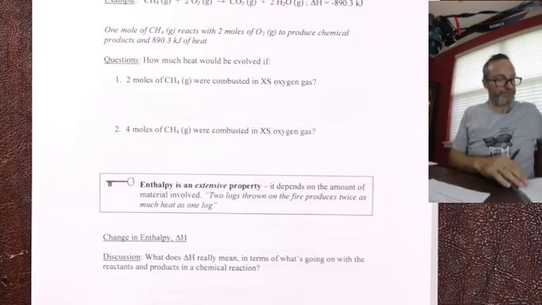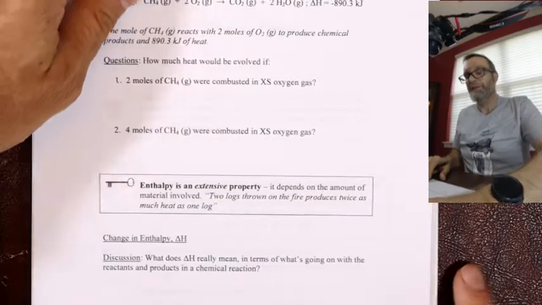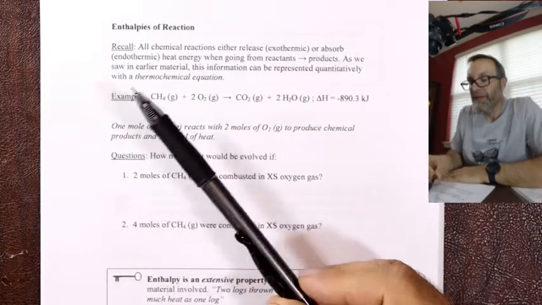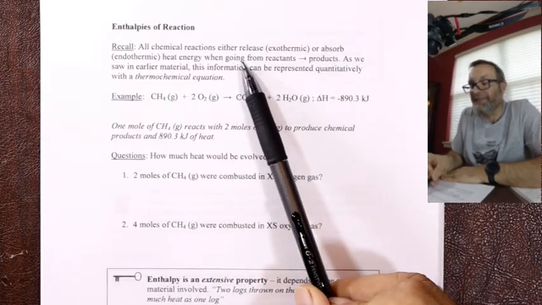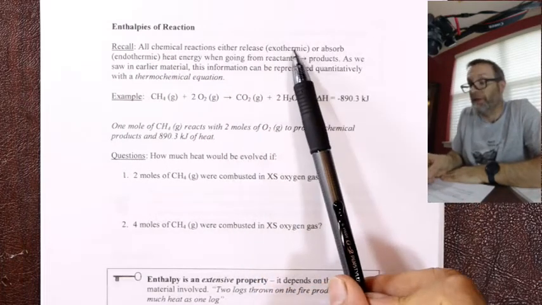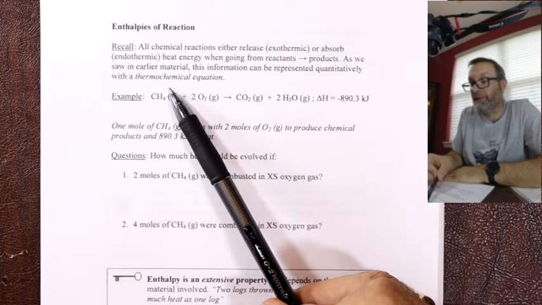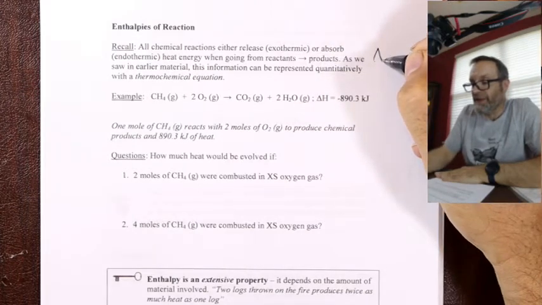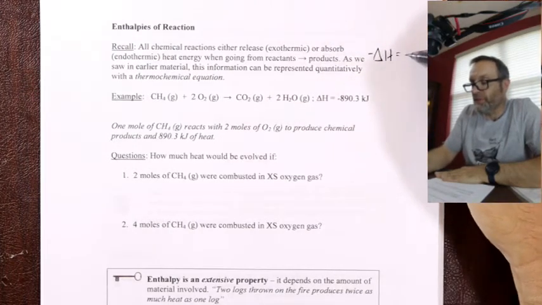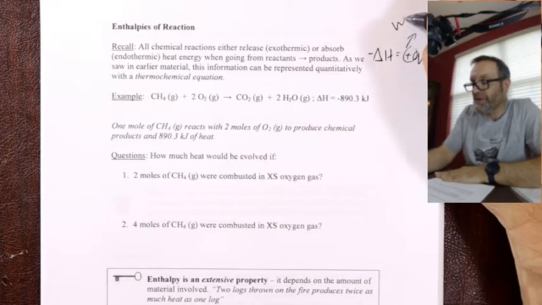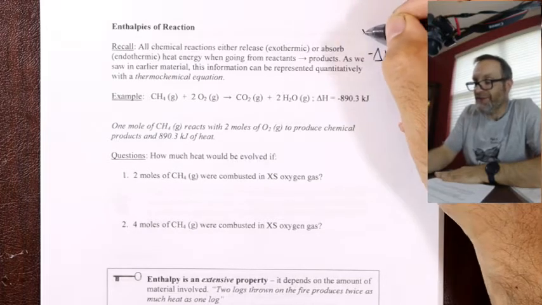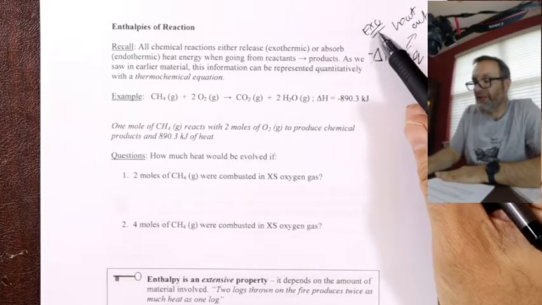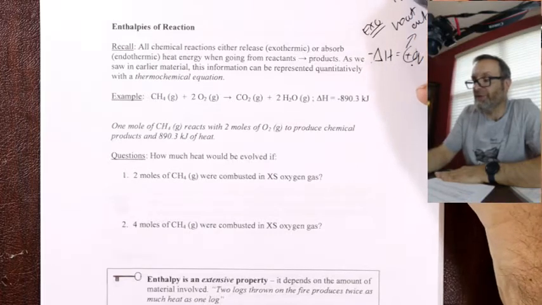Okay, so first things first, some nice easy examples. Here's an example of your first balanced thermochemical equation. So recall that all chemical reactions either release heat, exothermic, heat out, or absorb heat, endothermic, when they turn from reactants to products, all right. Now remember the first law of thermodynamics. Delta H equals minus Q. Plus Q means heat out, so that's exothermic. When Q is plus, delta H is minus, and it's exothermic. That's 99% of all reactions.